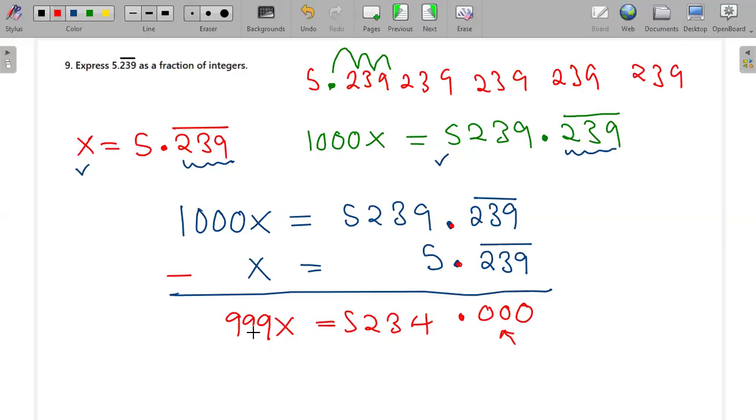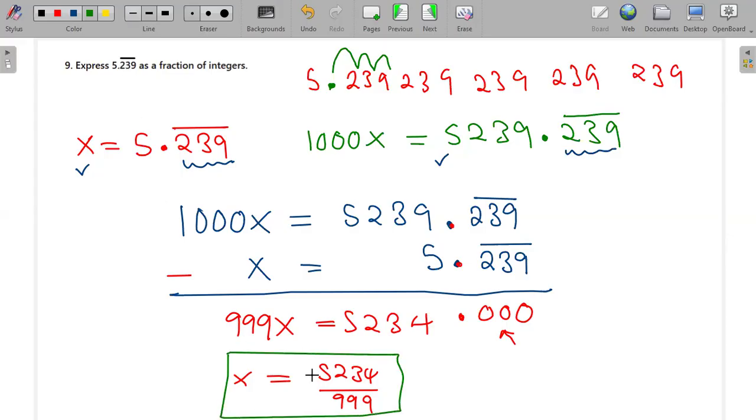So I'll divide both sides by 999. So x will just be equal to 5234 divided by what? 999. Okay, and then you ask yourself, is there any number that can go into here and here without leaving a remainder? There's no number, so we end there.